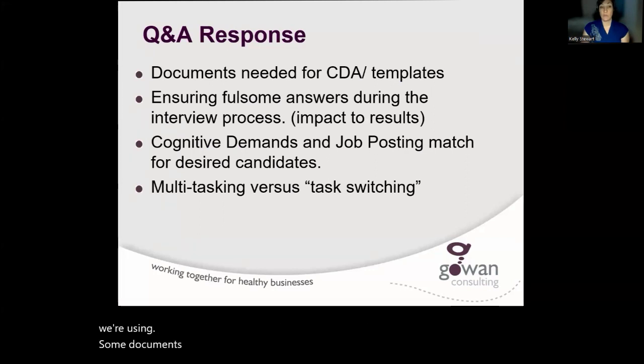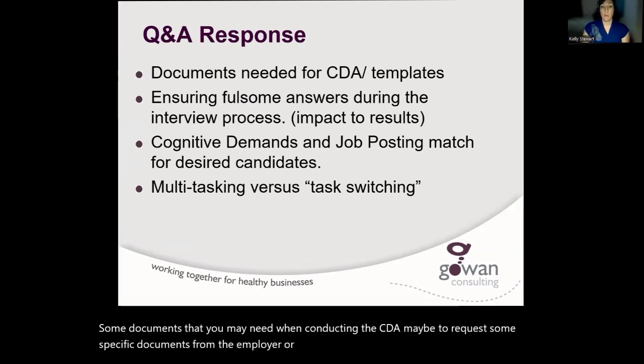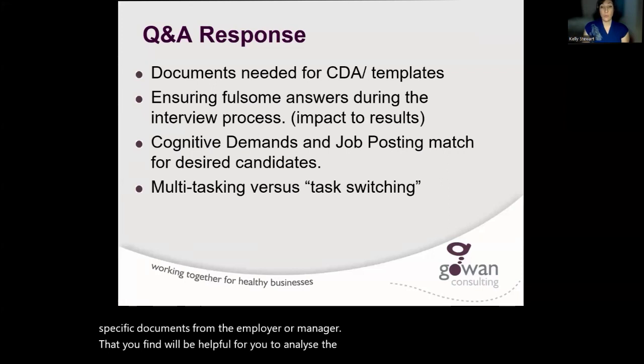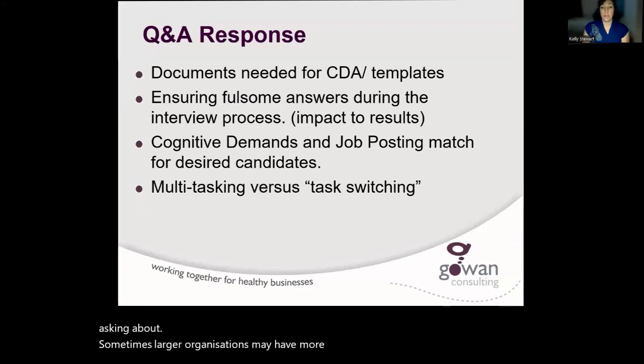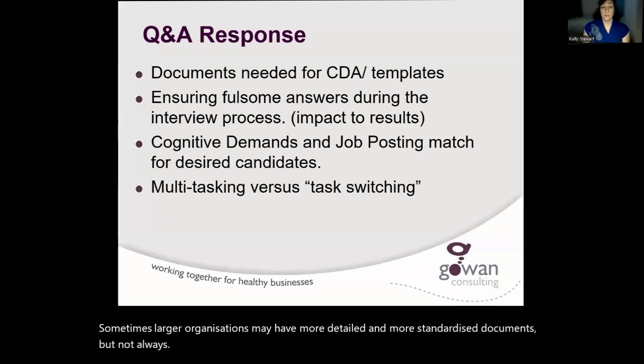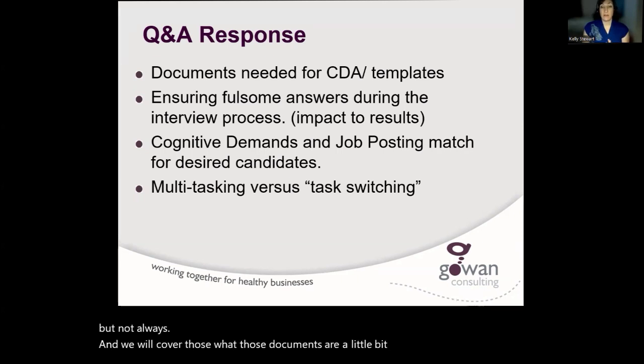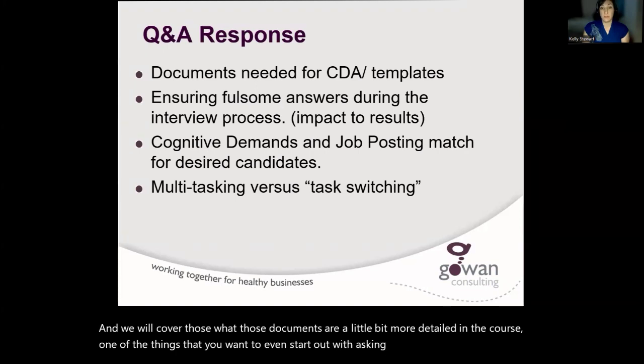Some documents that you may need when conducting the CDA may be to request some specific documents from the employer or manager that you find will be helpful for you to analyze the job. What you would request can vary based on a number of different factors. It may be different depending on the size of the employer. Sometimes they may not have all the documents that you may be asking about. Sometimes larger organizations may have more detailed and more standardized documents, but not always. And we will cover what those documents are in a little more detail in the course. One of the things that you want to start out with asking about is: is there a job description for the position?